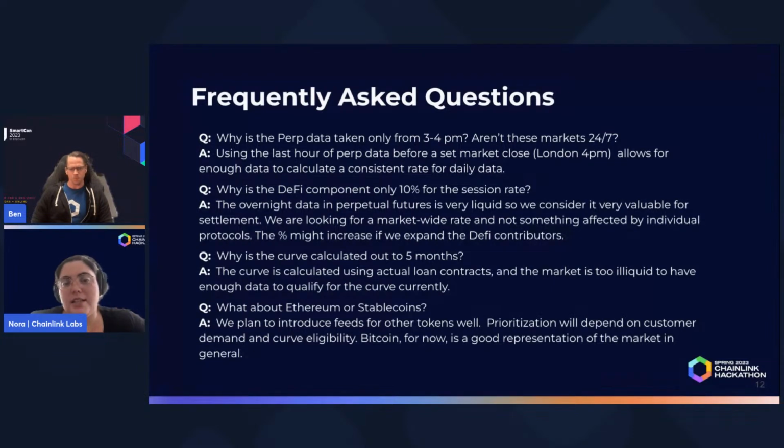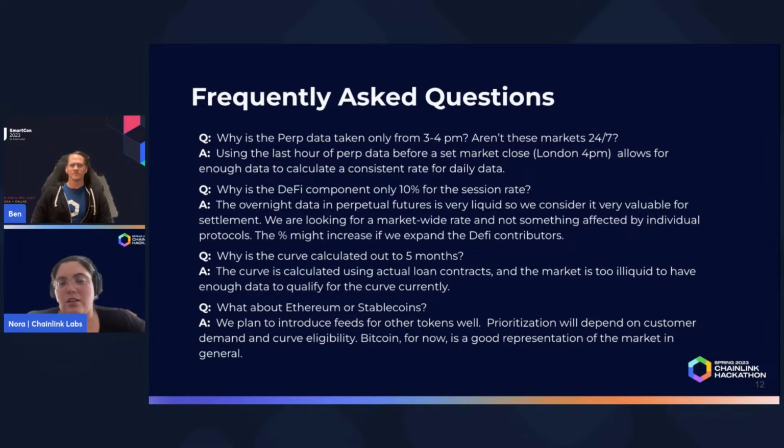If we're a Chainlink, why is DeFi only 10% of the component for the session rate, the 1-day rate? Well, it's because we want the most valuable data to make up the majority of that curve tenor for that day. So the overnight data for perpetual futures is very liquid. We consider it extremely valuable. So that's why it is weighted higher in the index at 70%. Once we might see some changes, for a future DeFi summer, maybe DeFi might end up being a larger component of that 1 day weighting calculation.